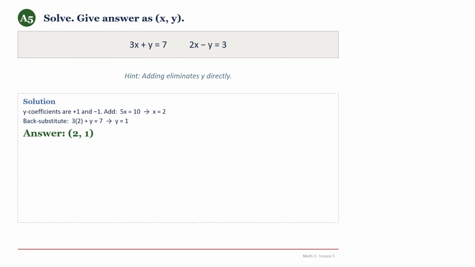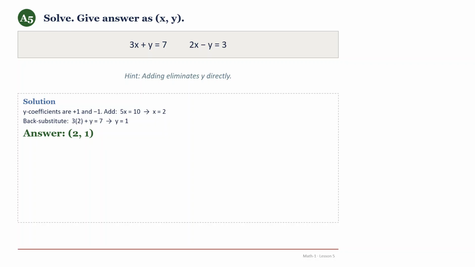The y coefficients are already plus 1 and minus 1, so add the equations. 5x equals 10, giving x equals 2. Back substitute into the first equation. 3 times 2 plus y equals 7, so y equals 1.